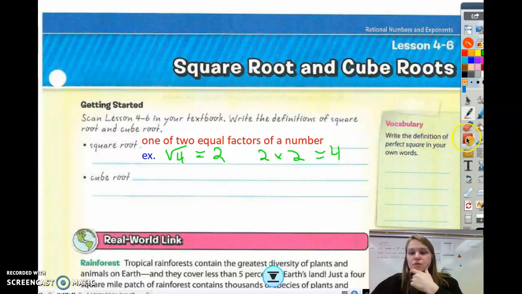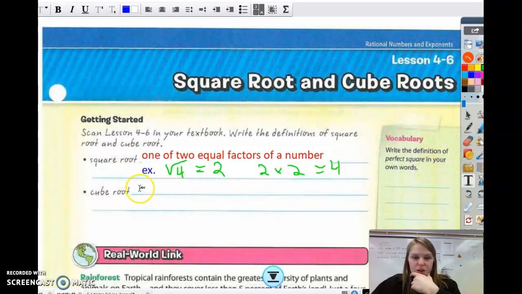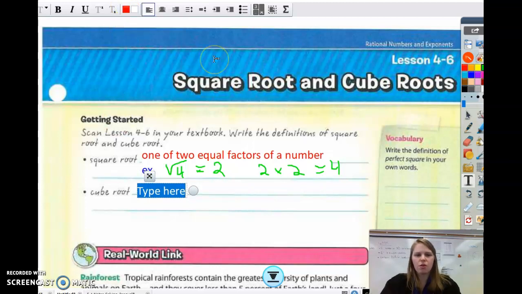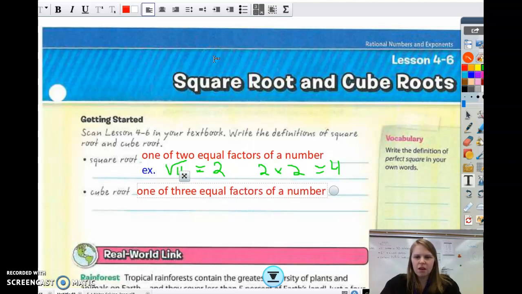Okay, so how about cubed root? Cubed root is very similar. In this case, we are looking at to the third. One of 3 equal factors of a number. So this makes sense because if you're trying to find the area of a square, we're thinking length times width, right? So one side times itself. If you're finding the volume of a cube, you would do length times width times height, and your answer would be centimeters cubed, for example.